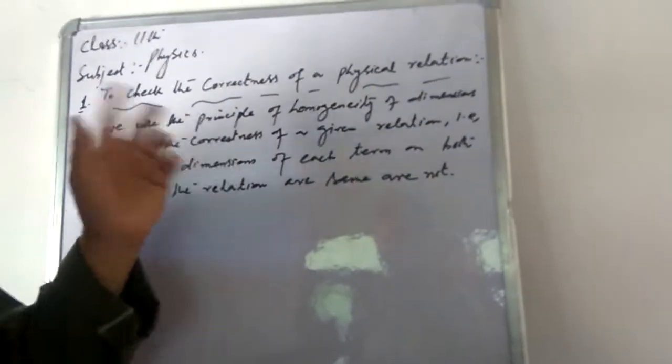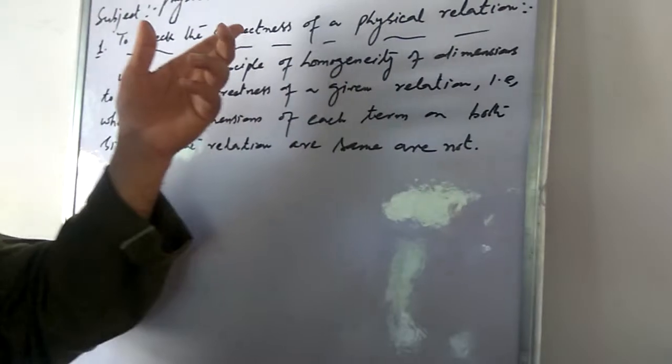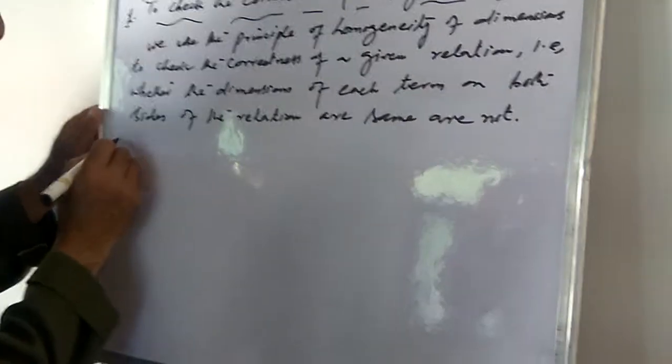how will we check it? We use the principle of homogeneity of dimensions, in which we see that the terms on each side of the equation, if the dimensions on each side of the equation are the same, then we can say the equation is dimensionally correct. If they are not the same, then we can say the equation is not dimensionally correct. Let us illustrate this.